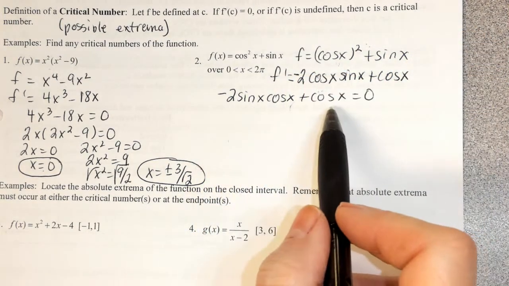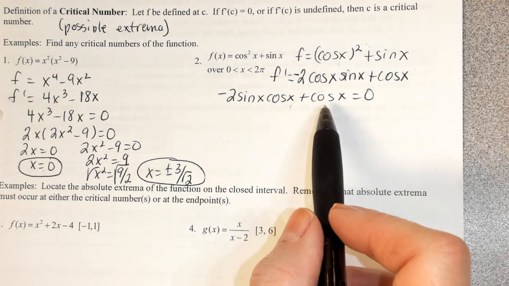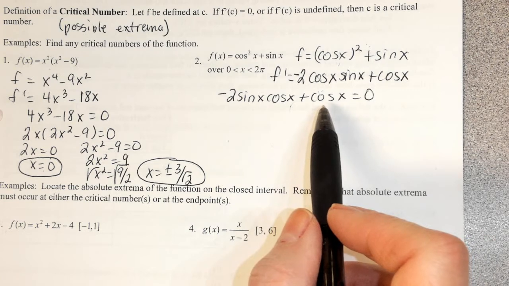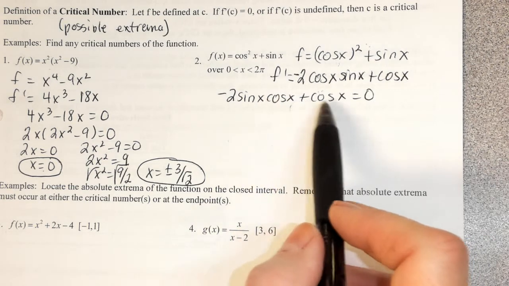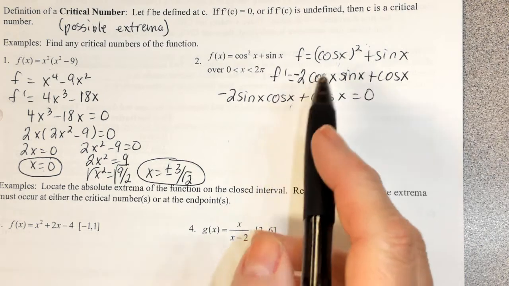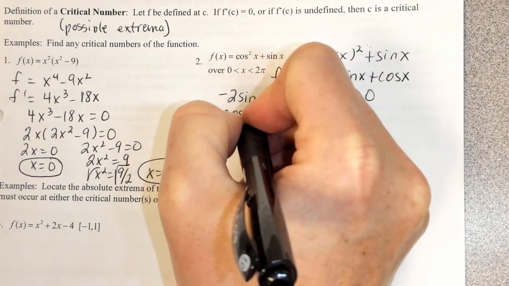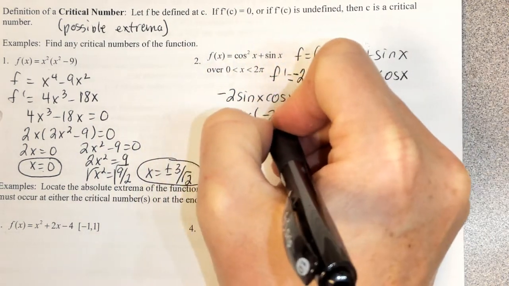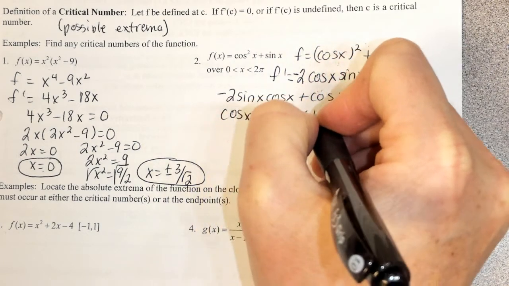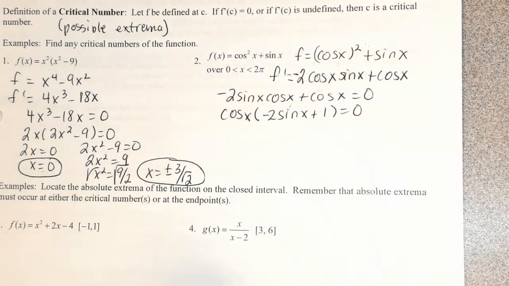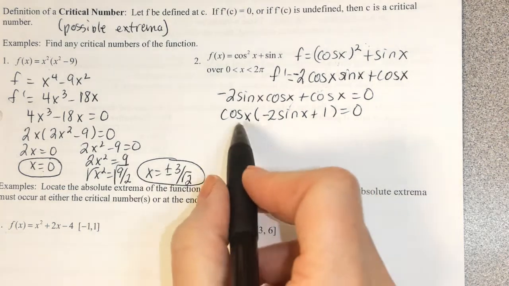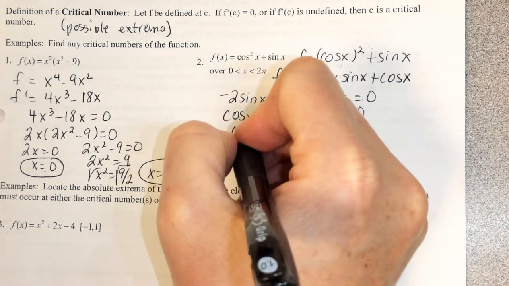Alright, what would I do to solve this then? Can I factor anything out of it? Cosine, so I'm going to factor out a cosine. And so I'm left with negative 2 sine x plus 1. So now I'm going to set this equal to 0.